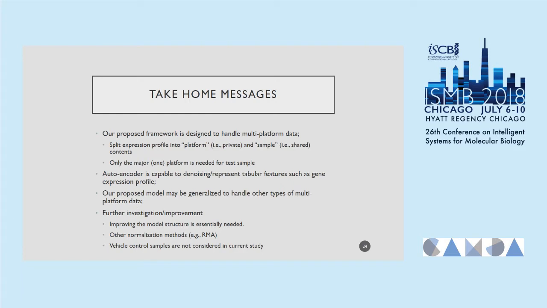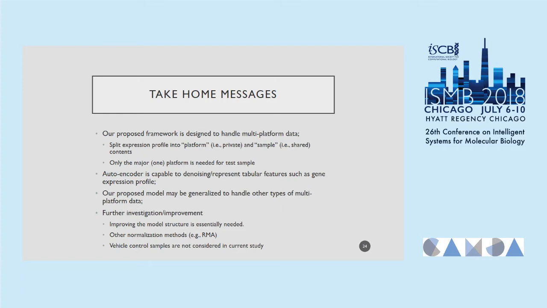And we also demonstrate that the autoencoder is capable of denoising and representing tabular features such as gene expression profiles. Although our proposed model, designed for this challenge, is applied on multiple cell lines, I think it may also generalize to handle other types of multi-platform data, like comparing microarray and RNA-seq, and other types like human in vitro. We don't have this investigation yet, but I think we will do that in future.